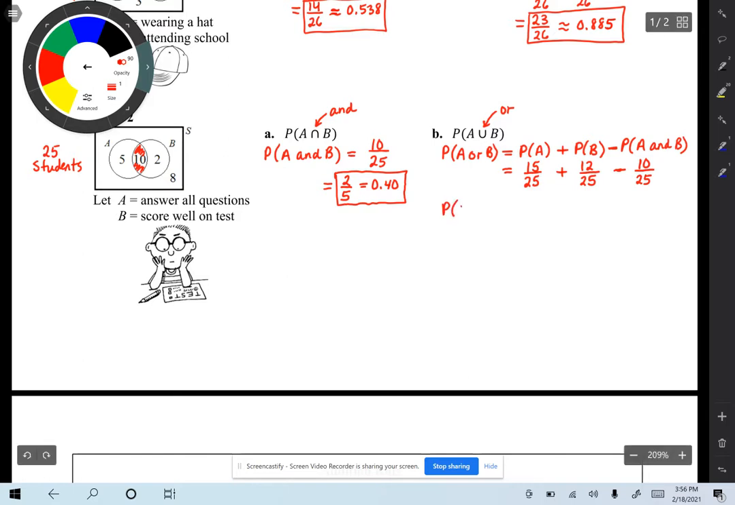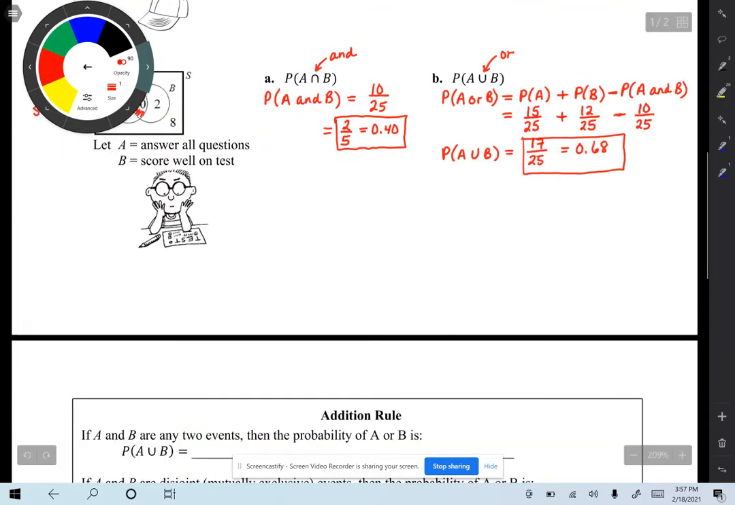So the probability of A or B is equal to, combine the numerator, so 15 plus 12, 27, minus 10, 17 out of 25, which happens to be 68%. And that is the first page of notes.